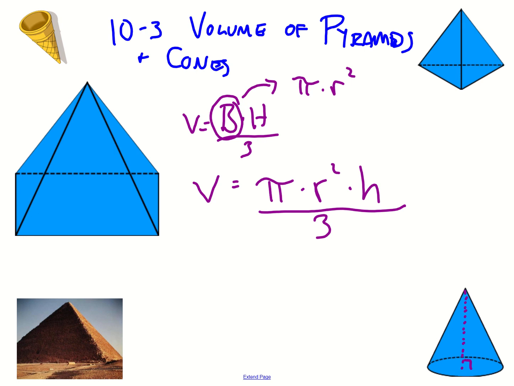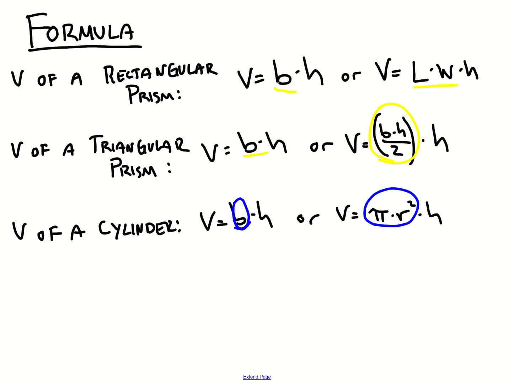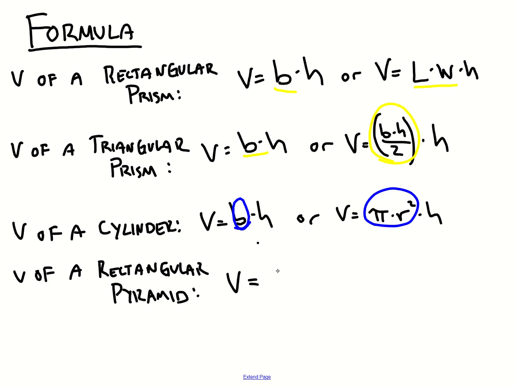All right. Now, if I were to come back to my formula page that we were working on the other day, we've got 3 more formulas to add. We've got volume of a rectangular pyramid, and that is volume equals length times width times height, all divided by 3.